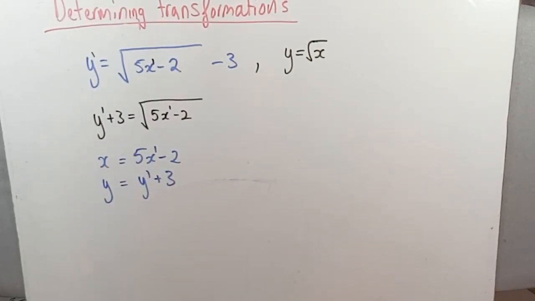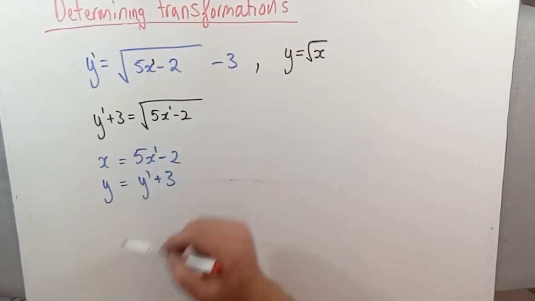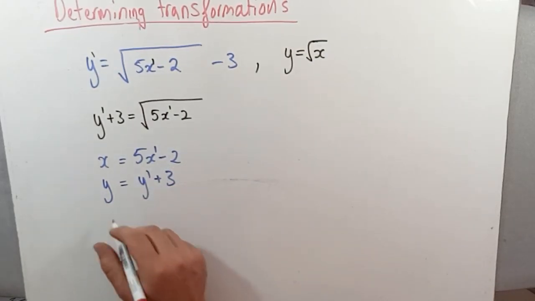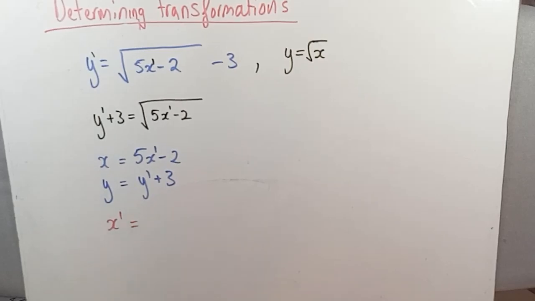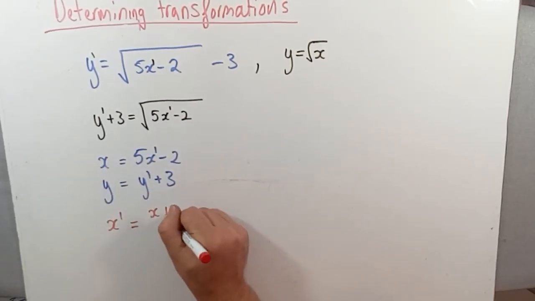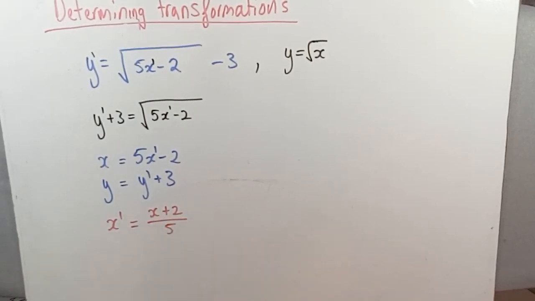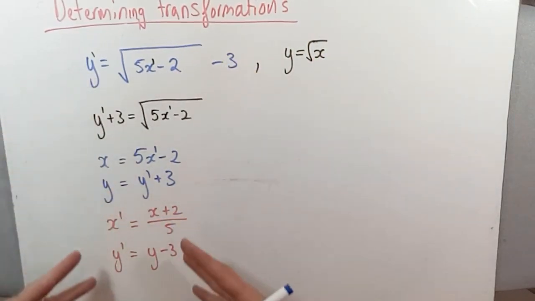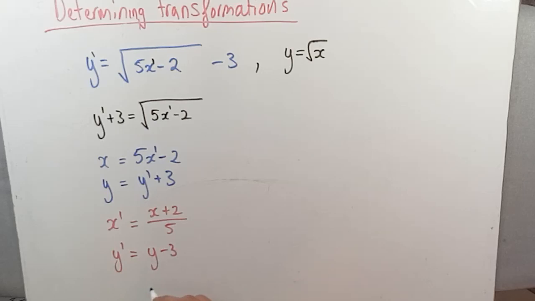Okay. So if we're trying to determine what transformations took place, we've got to go backwards the other way and solve for our images. Okay, so our x image was equal to, if I move the 2 across, then divided by the 5, x plus 2 over 5. And our y image was equal to y minus 3. Okay, so we're doing this whole thing in reverse, the whole thing that we've been doing before.